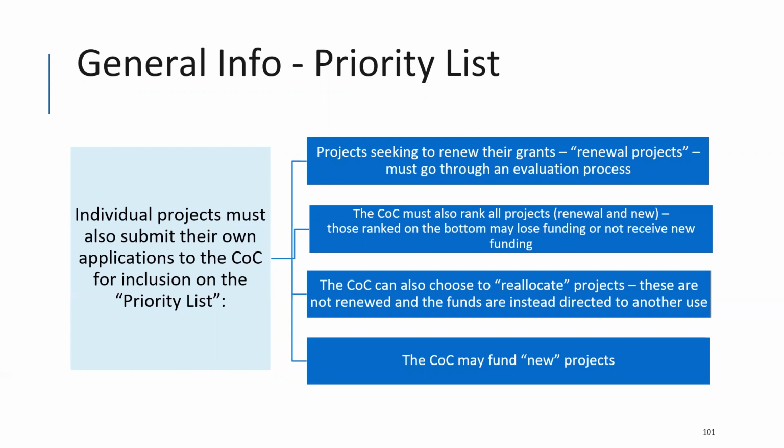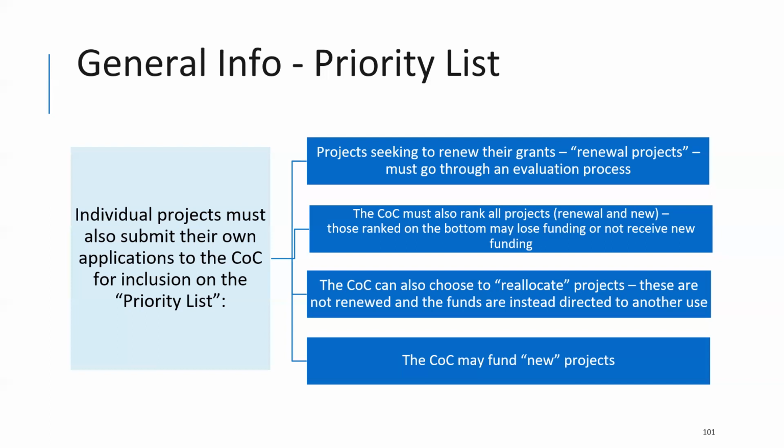In this case, the CoC decides that perhaps a project has had poor performance over the last few years, or perhaps a project is no longer meeting a need in the CoC. The CoC can choose to reallocate that project either in full or in part, and those funds would be directed to another use. Projects can also voluntarily reallocate, which happens sometimes if an organization is no longer able to operate a project or they're really not fulfilling a need in their community.